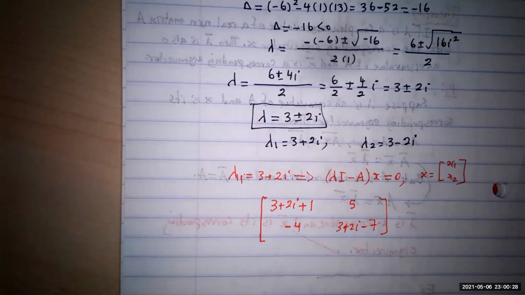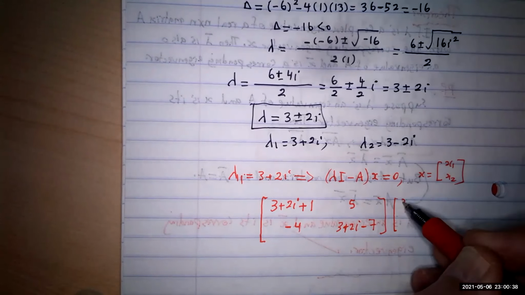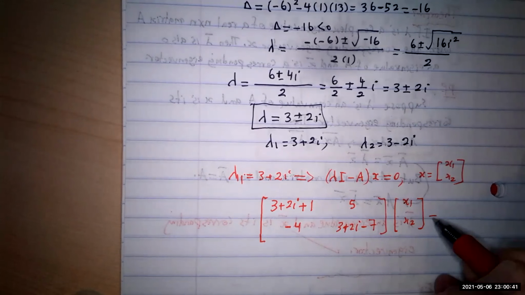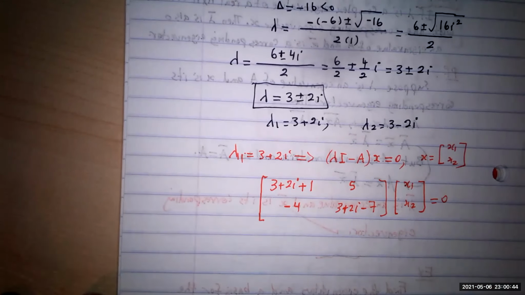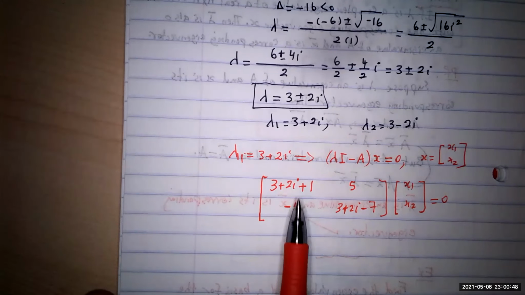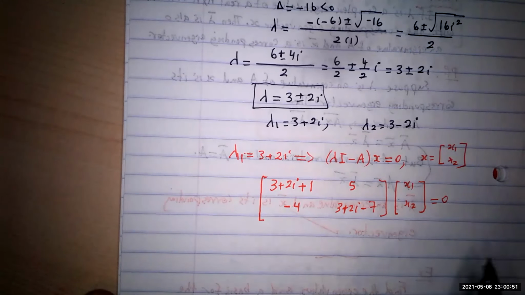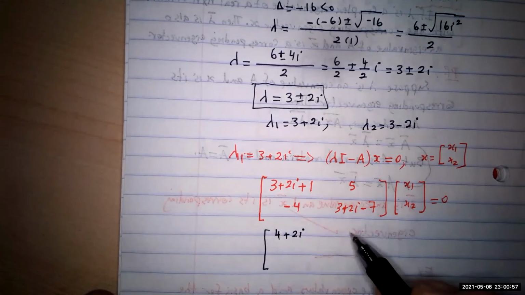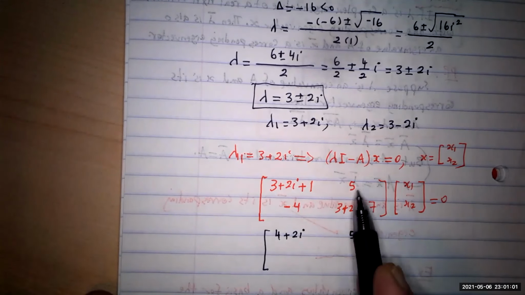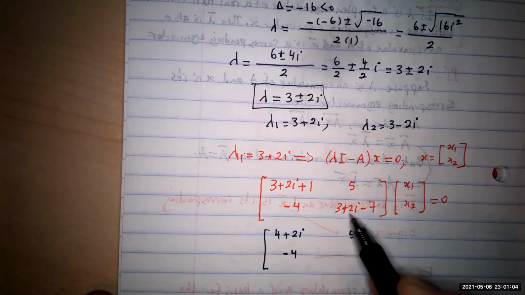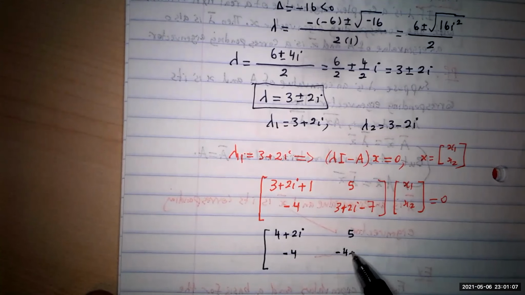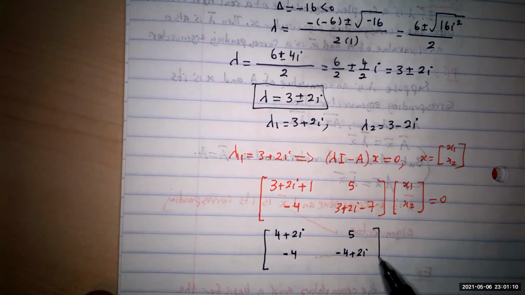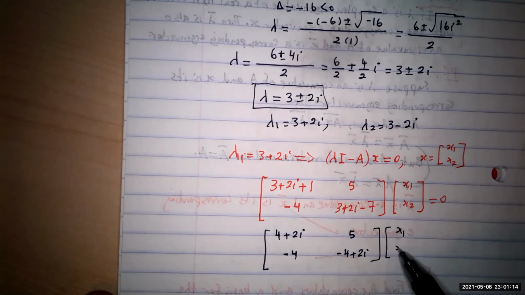We substitute as we did before, but this time we have a complex number, so it's not a big deal. This is going to be times the vector x1 and x2 equal to 0. Same thing as we did before. So we simplify the complex numbers; the real parts you can add together. So 3 plus 1 would be 4, which gives you 4 plus 2i. And this is going to be just 5. And over here, this is going to be -4, and this part is going to be -4 plus 2i, times x1 and x2.